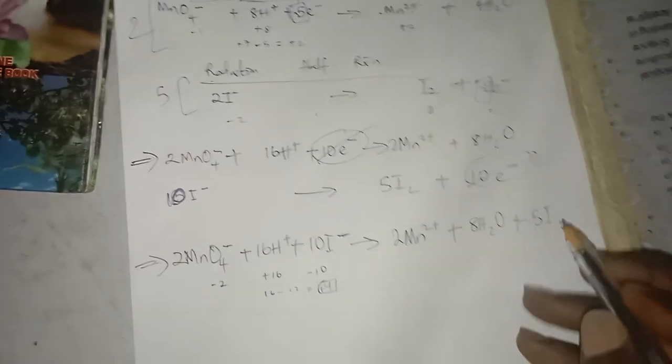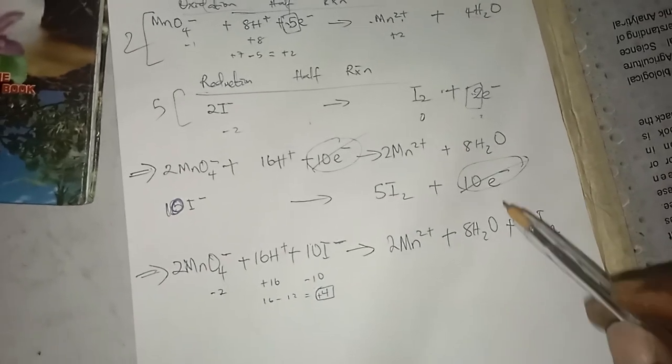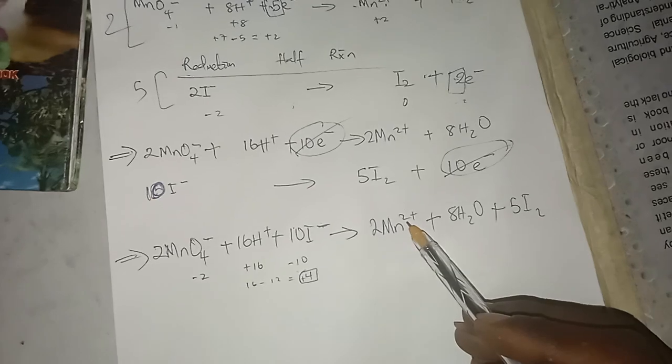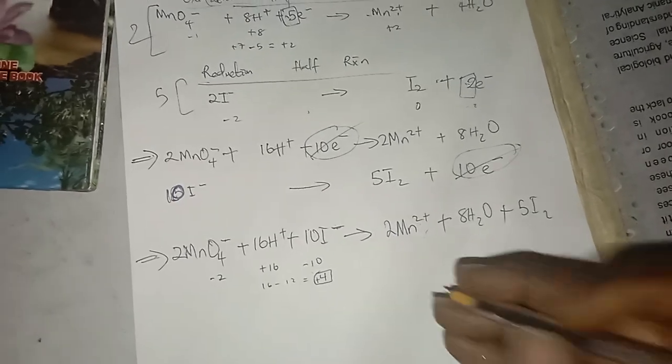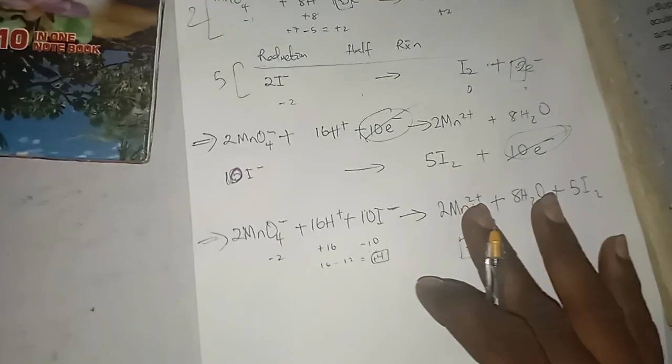Now let's check this side. So let's say here, I'm seeing plus 2. Plus 2 times 2 is plus 4. So the charge on both sides is equal.